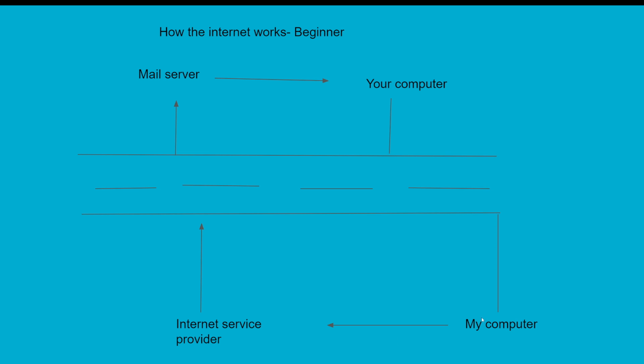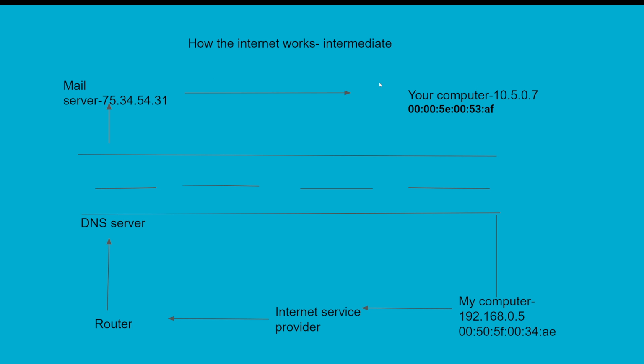So it goes from our computer to the ISP, or internet service provider, up to a mail server, let's say we were using Google Mail or Gmail, and then it will move all the way to your computer right here. Now a little more intermediate way of looking at it: these addresses right here are your MAC addresses, and these, like I said earlier, are your IP addresses.